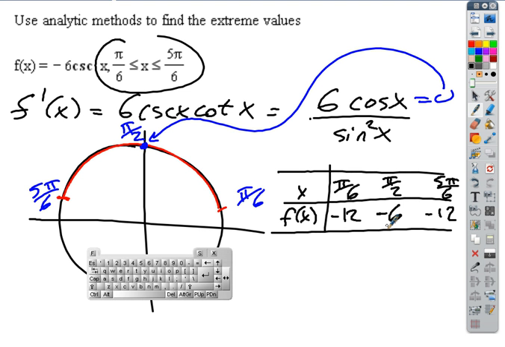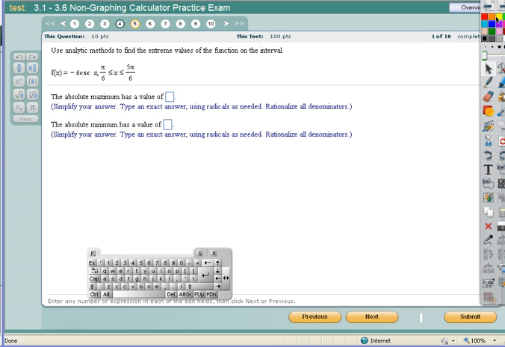The absolute minimum is shared at both endpoints, and they're negative 12. So how would we put that in? We just put it in as: the absolute maximum has a value of negative 6, and the absolute minimum has a value of negative 12.